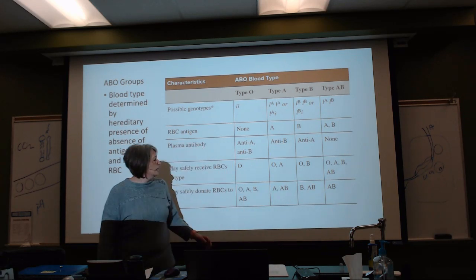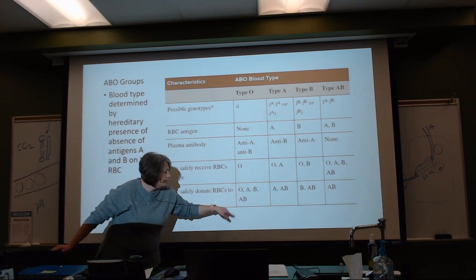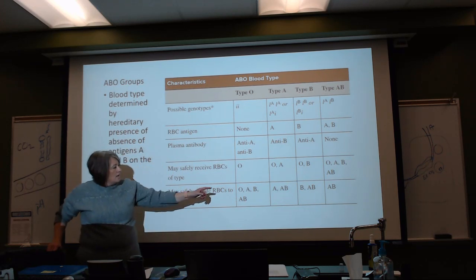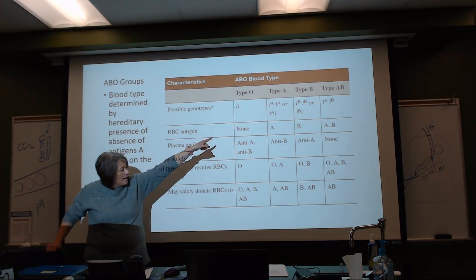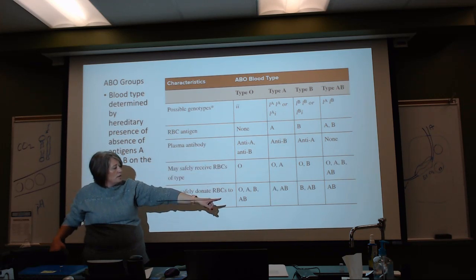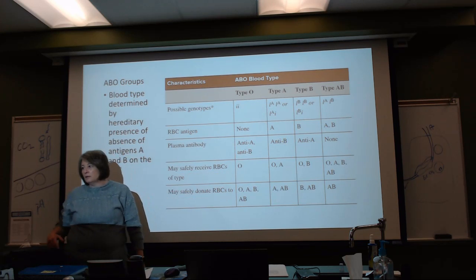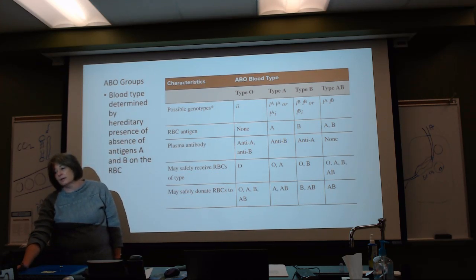Because if you look at O, recipient, they can receive O. If you are type A, you can get A or AB. If you're B, you can get B or AB. But if you're AB, the only thing you can get is AB.